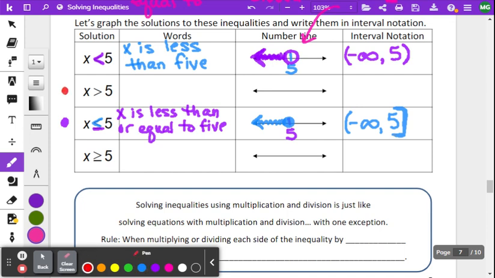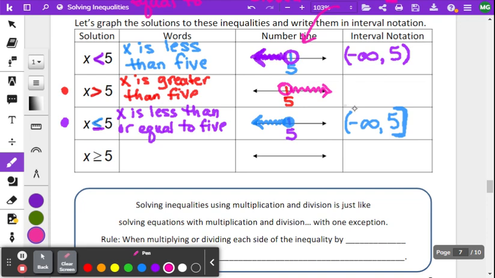Let's go back up here. This one says x is greater than 5. X is greater than 5. So hopefully you're thinking, oh, that means that we're going to have an open circle on our 5. I like to do the different colors. Open circle on 5. And the numbers that are greater than 5 are to the right. So 6, 7, 8, 9, 100, 1,000,000.